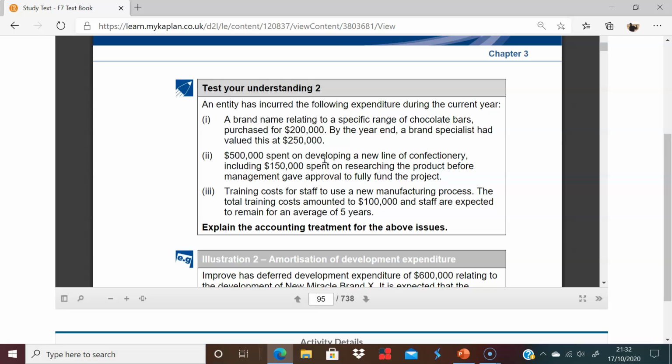And finally, training costs. New manufacturing training amounts to 100,000. Staff are expected to remain for 5 years. We never capitalize training costs because technically these aren't separable assets. Cannot, even though you can measure it reliably, you do not control this asset. These people can leave whenever they wish. So you must expense training costs immediately. Cool, great stuff. And that is the end of chapter 3 on intangible assets.